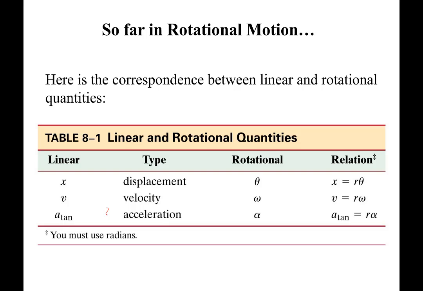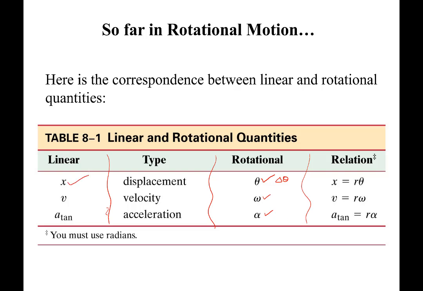So far in rotational motion we covered 3 rotational quantities. We talked about angular displacement, delta theta. We talked about omega, which is angular velocity. And then there is alpha, which is also called angular acceleration. And then we went ahead and talked about similarities between the rotational and the linear quantities.